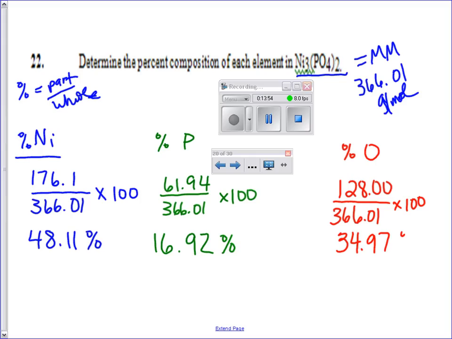all right, it won't be exact due to rounding issues, but when we add these up, we should get pretty darn close to 100. So this would be a good way to check your work. If you're off, really off, there's a mistake somewhere.